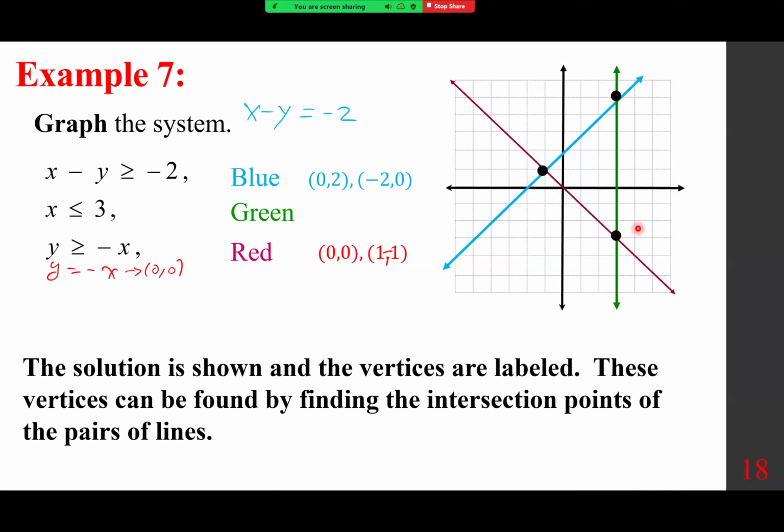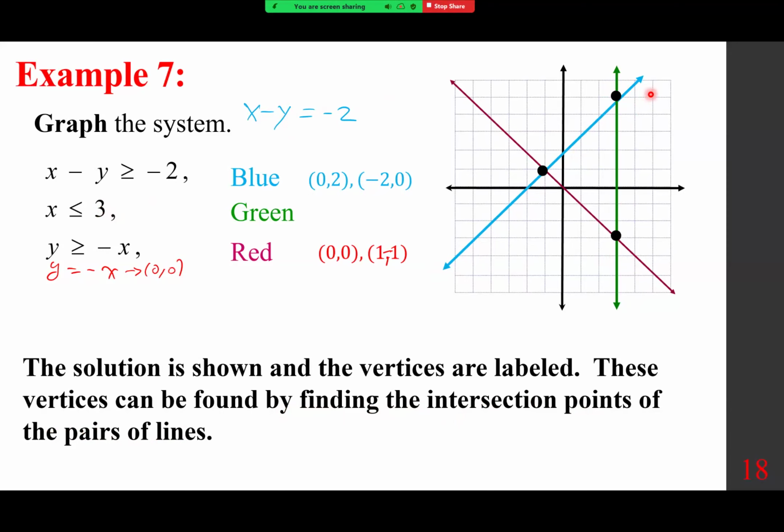And what happens is that the solution is shown and the vertices are labeled. These vertices can be found by finding the intersection of the pairs of lines. I hope you see that, for example, if you look at the blue line and the green line, x is 3. So this point is x is 3. So remember, you're going to go with x minus y equals -2. So if you put 3 here, 3 goes to the other side, becomes -5, y becomes +5. So this is (3, 5) as an example.